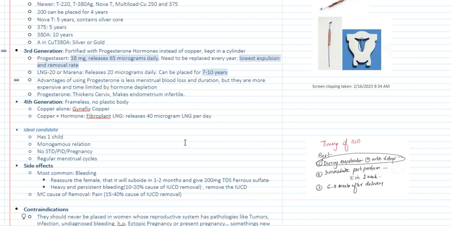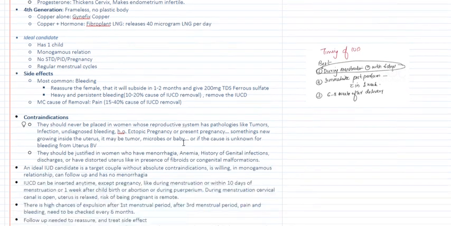So commonest side effect is bleeding, but it will subside in 1 to 2 months, and you should give iron supplementation. And if it is a persistent bleeding, then you may have to remove the IUCD. Commonest cause of removal is pain. So commonest side effect is bleeding, and commonest cause for removal is pain.